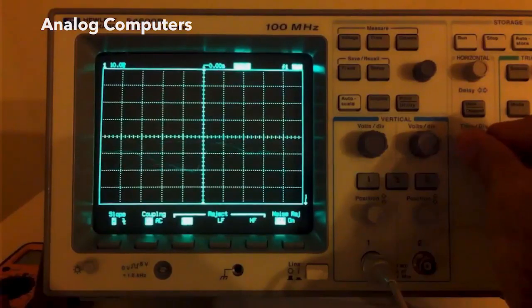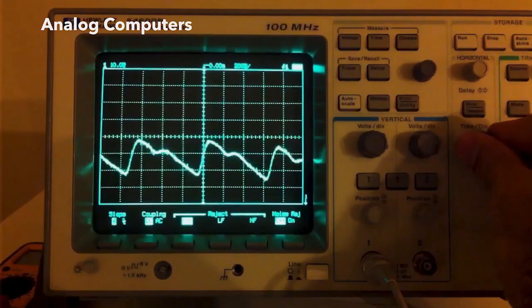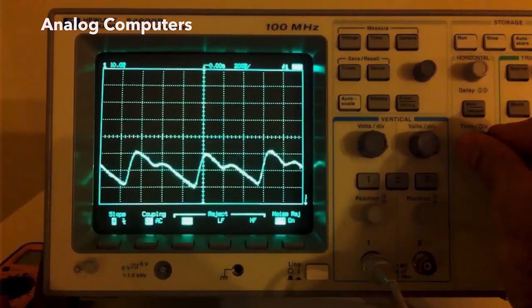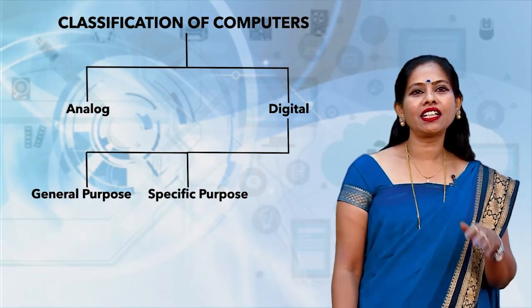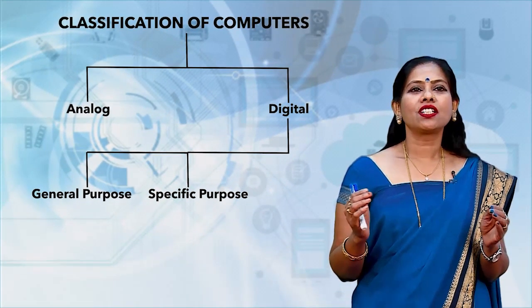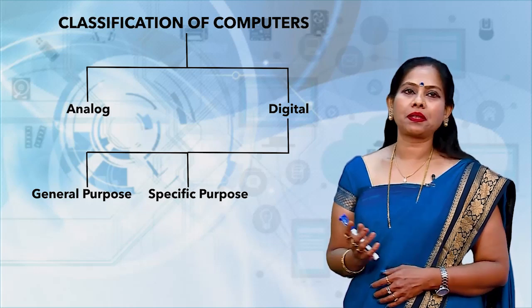In hospitals, where do you use them? To see the heartbeat and all. They work with the help of electric signals. Digital computers are again divided into 2 types, general purpose and specific purpose.